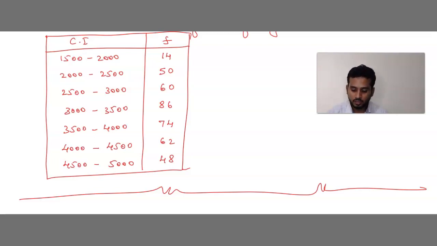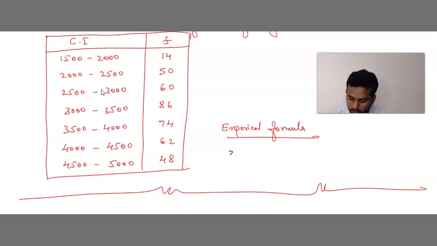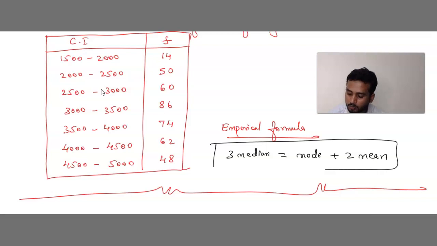Is this clear? And one more thing I would like to tell you, that is the empirical formula. This formula is very important. You need to remember this. It is also called the empirical relationship between the three measures of central tendency. That is, 3 median is equal to 1 mode plus 2 mean. So you should remember this relationship.